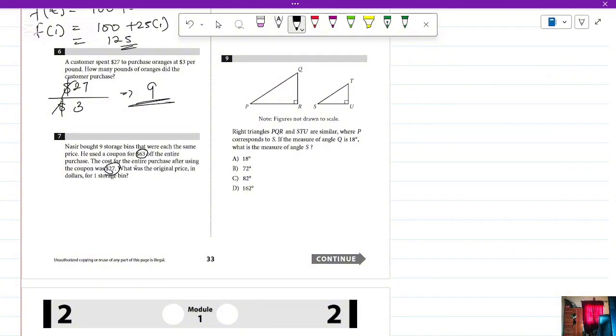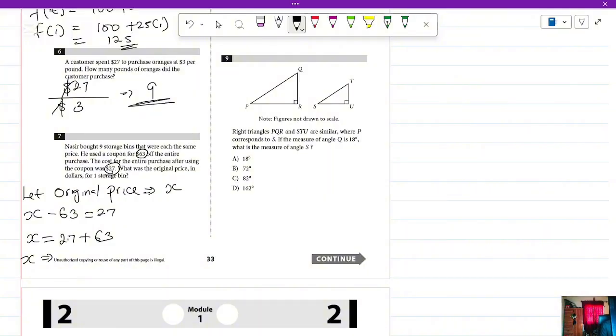So remember that the original price, let's say, let original price equal to x. We don't know the original price, so let it be equal to x. The coupon that he used is 63. So let's remove 63 from it. Then you are left with what? 27, because they said the cost of the entire purchase after. So after we remove 63 is 27. Then you have your x is 27 plus 63. So if you do that, that will give you what? 90. So that is $90 in total at first.